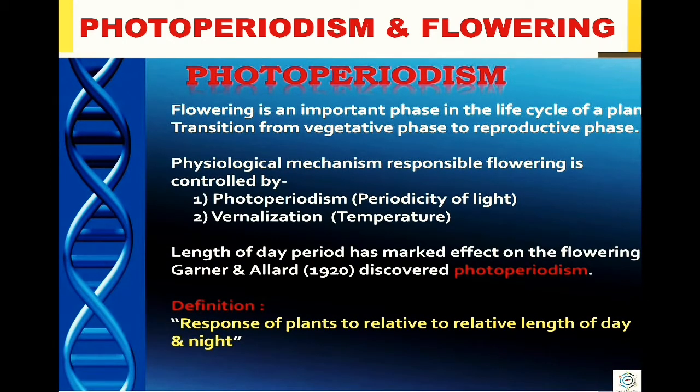So flowering is an important phase in the life cycle of a plant, the transition from vegetative phase to reproductive phase. The physiological and chemical mechanism responsible for flowering is controlled by photoperiodism and vernalization. Length of day period has a marked effect on flowering. Garner and Allard in 1920 discovered photoperiodism. And the definition of photoperiodism is the response of plants to the relative length of day and night.